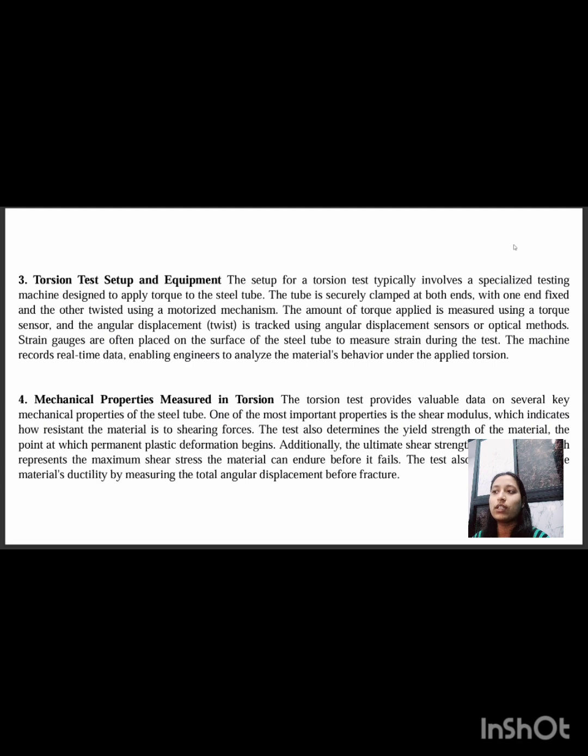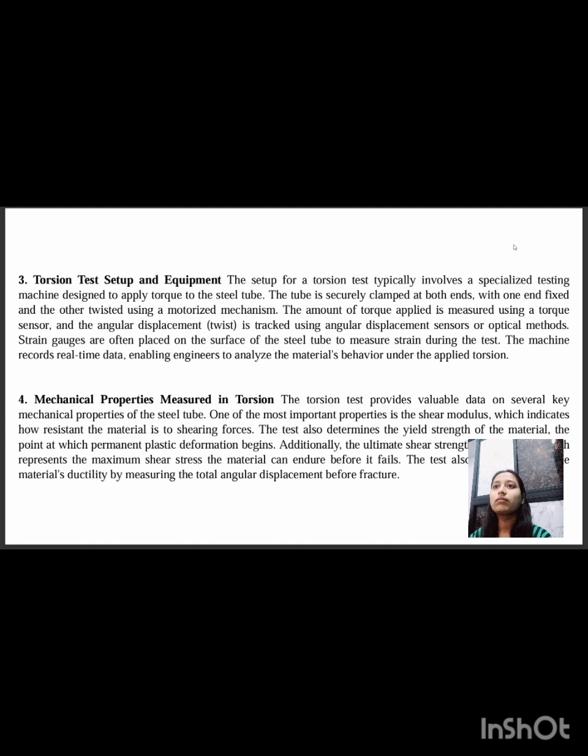The test also determines the yield strength of the material, the point at which permanent plastic deformation begins. Additionally, the ultimate shear stress, or shear strength, is identified, which represents the maximum shear stress the material can endure before it fails. The test also helps to assess the material's ductility by measuring the total angular displacement before fracture.